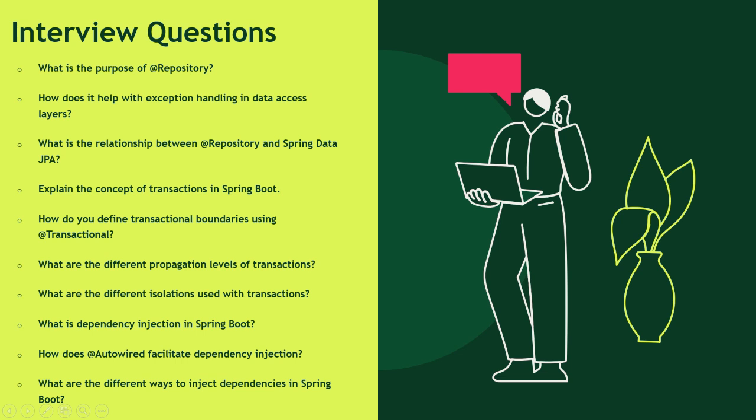The next questions are about dependency injection. What is dependency injection in Spring Boot? How do you deal with @Autowired? How will the dependency be injected into that particular variable? What are the different ways you can inject it? There is injection by type, by name, and other ways.